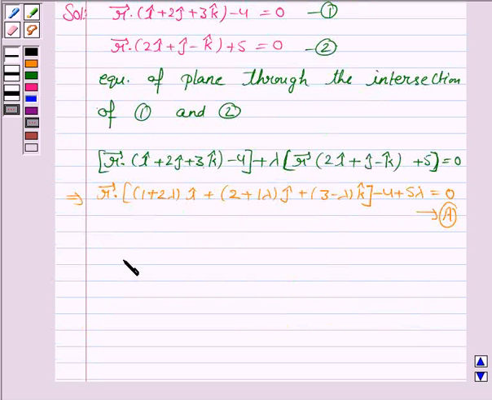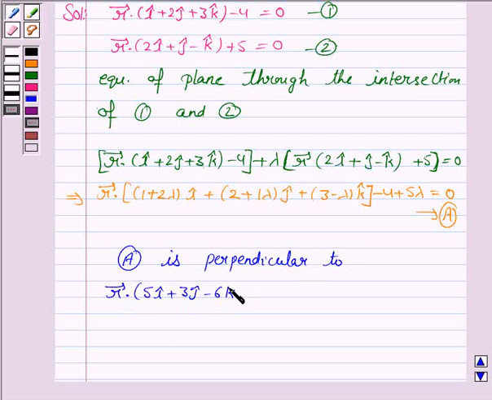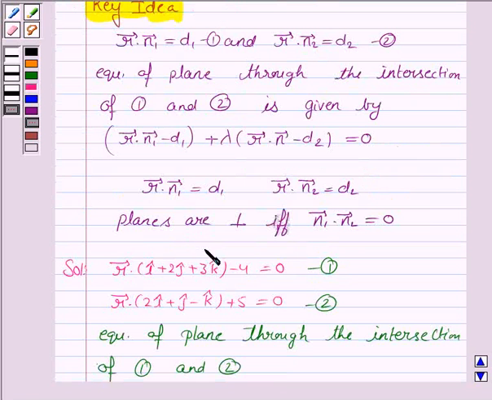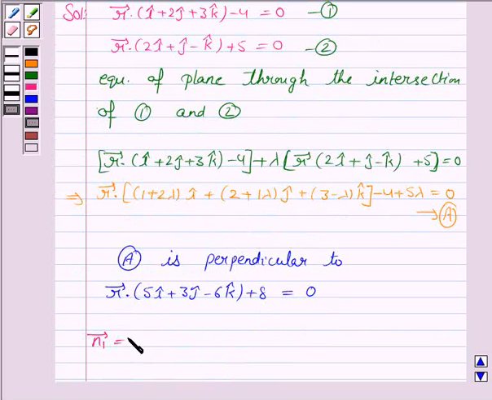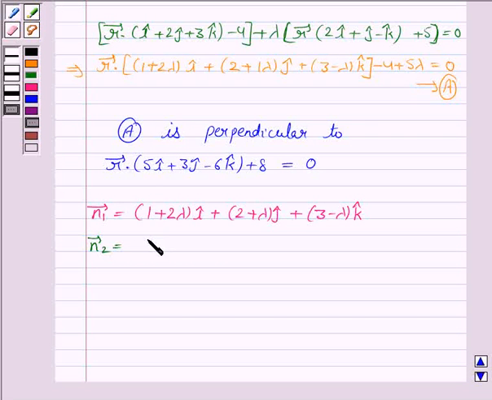Now we are given that this plane is perpendicular to the plane vector r dot (5 i cap plus 3 j cap minus 6 k cap) plus 8 is equal to 0. Now we'll use the condition for two planes to be perpendicular, which is vector n1 dot vector n2 is equal to 0. Here, vector n1 is (1 plus 2 lambda) i cap plus (2 plus lambda) j cap plus (3 minus lambda) k cap, and vector n2 is 5 i cap plus 3 j cap minus 6 k cap.